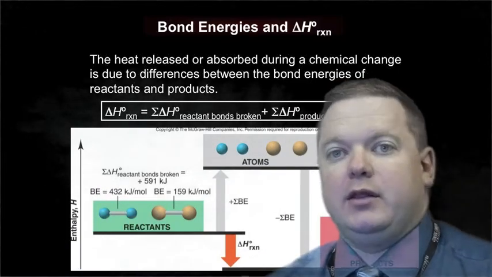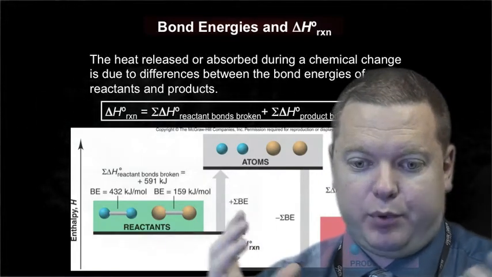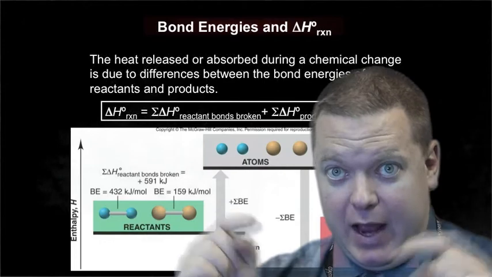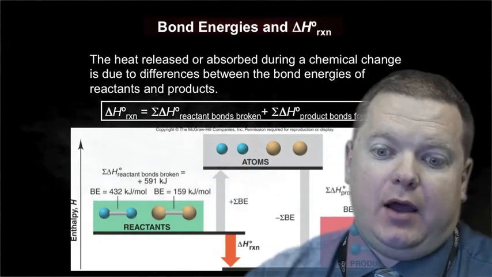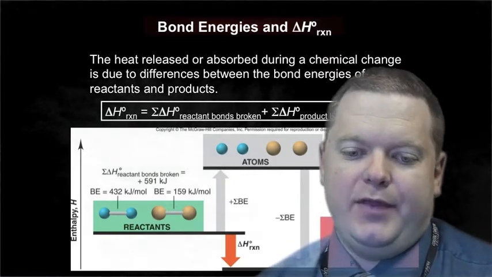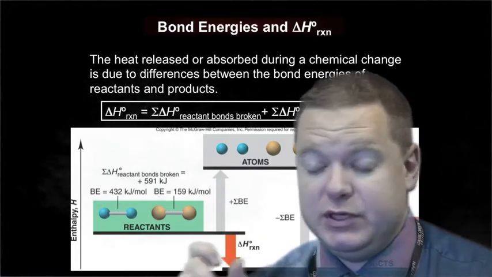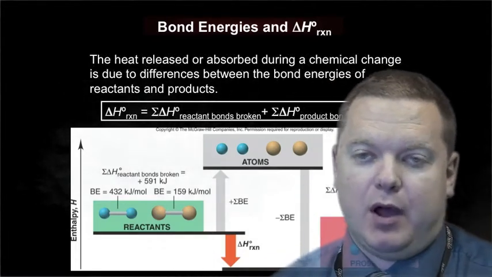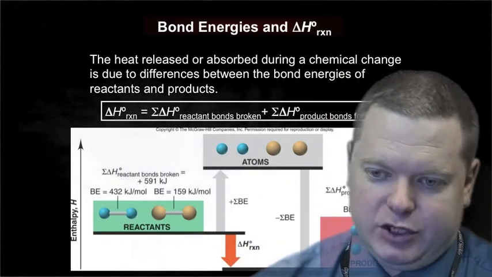So we can calculate the enthalpy of this reaction as being the sum of the bonds broken, because we have to add energy in to break bonds, and then we should get energy out when we form them. So the enthalpy change for this one is going to be the sum of the bonds broken plus the sum of the bonds formed. Right? So the difference there is this delta H of reaction.